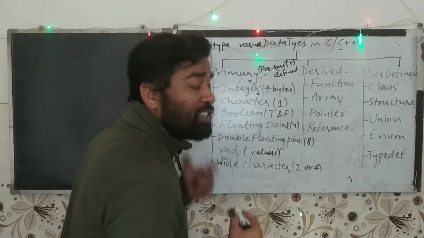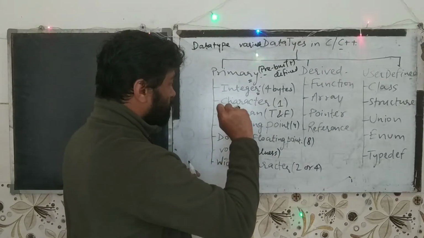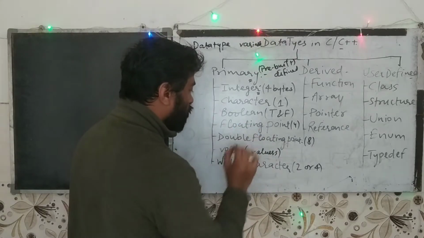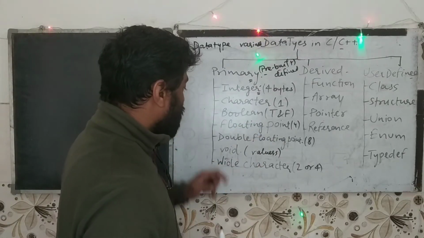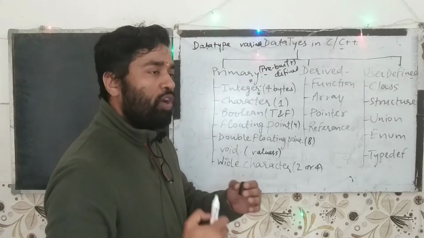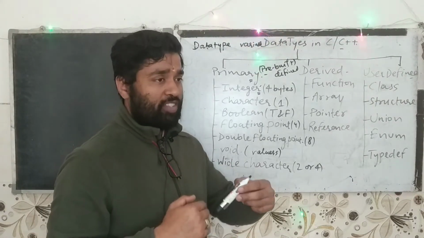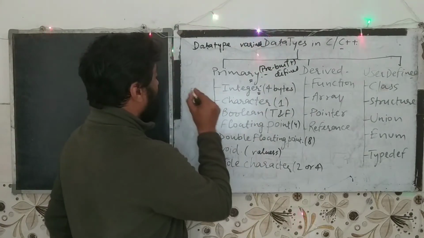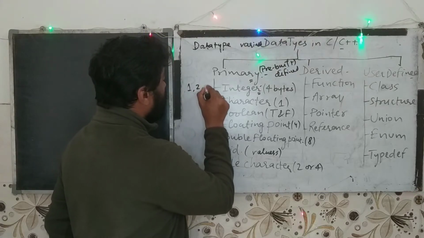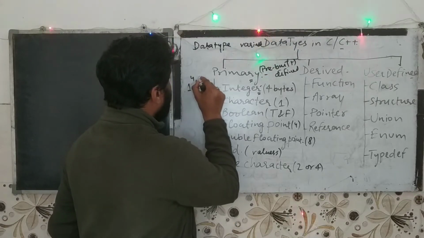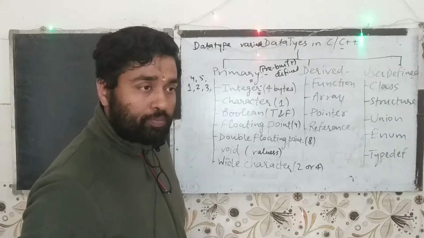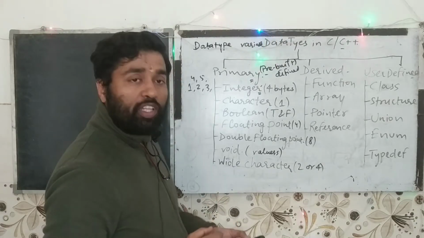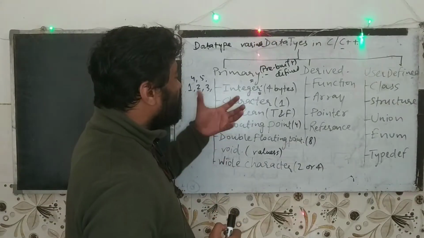So how can you access these types of data types? That means integer values, character values, boolean values, floating type values, double floating type values, void, and void character type. If you have some variables, like if you want to store 1, 2, 3, 4, 5 or any number, then how can you store it into memory within your application? So you have to know about the integer data type.